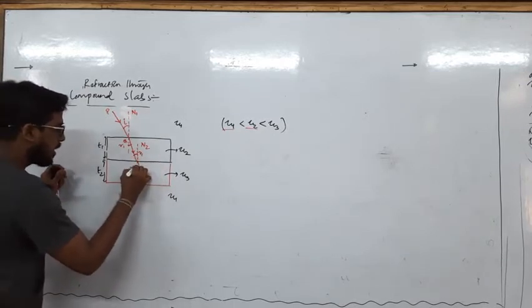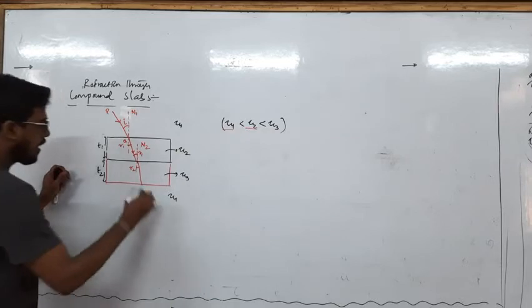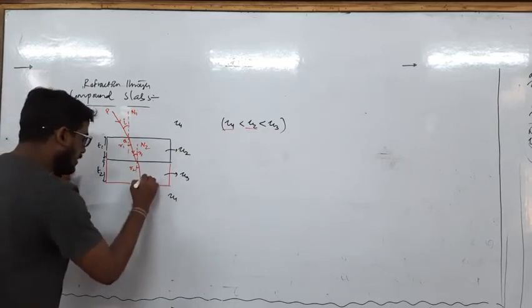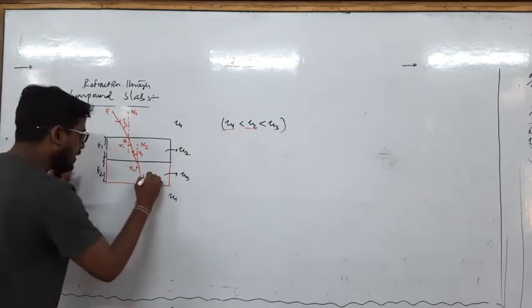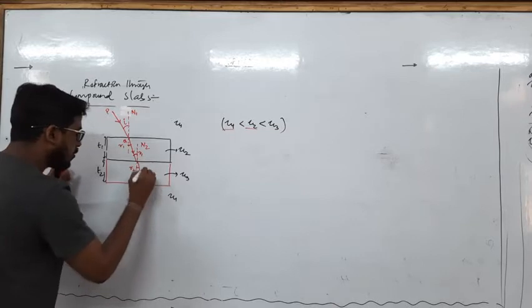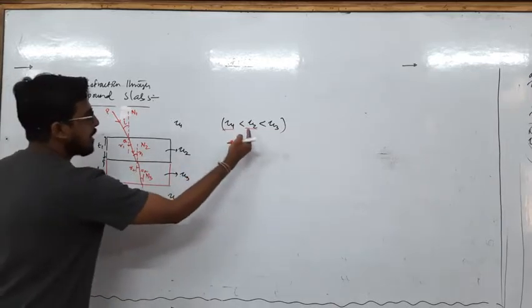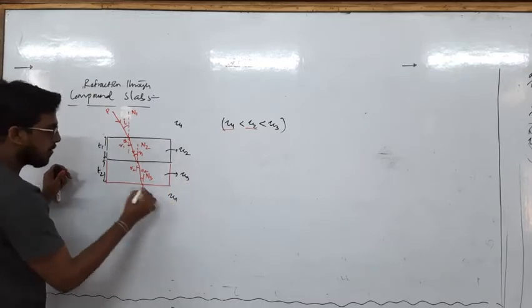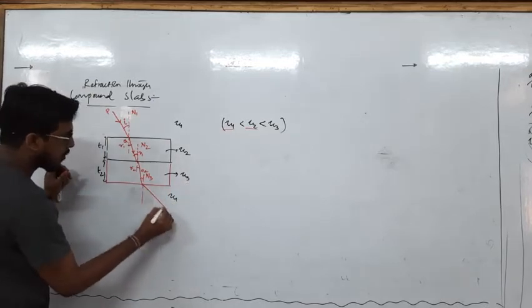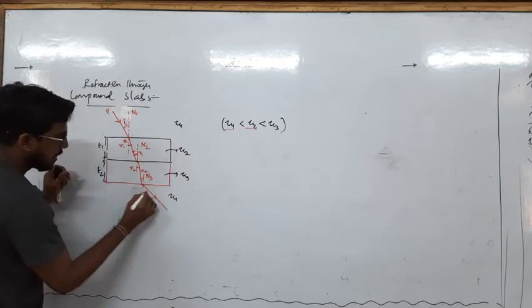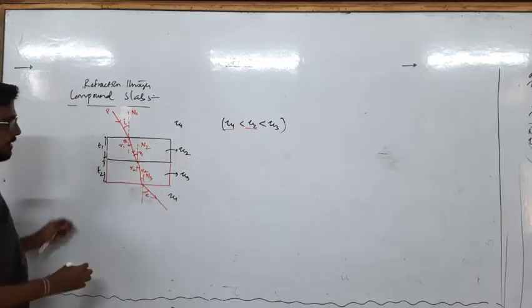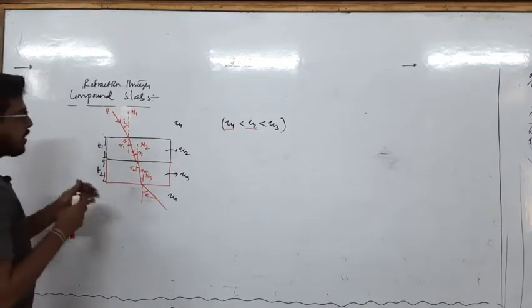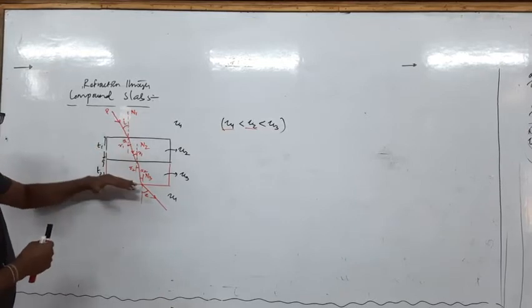Let it be R2. Clear? And at the last interface, if I draw a normal N3, this will also be R2. As light again travels from mu3 to mu1, this is the denser medium and this is the rarer medium, so it will bend away from the normal and go like this, and this is the emergent angle E. Clear? So here there are three refractions taking place.